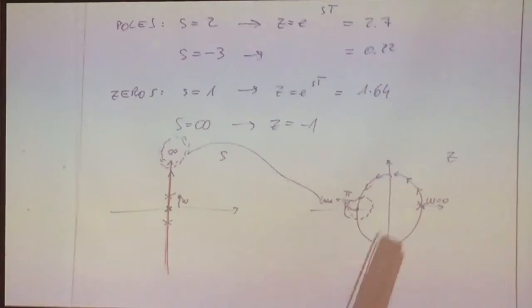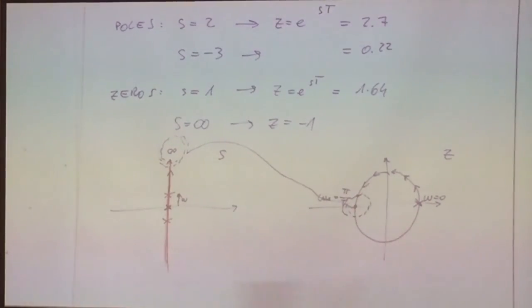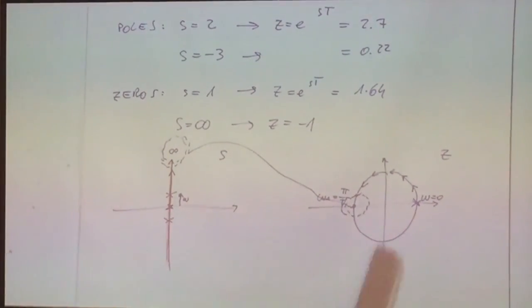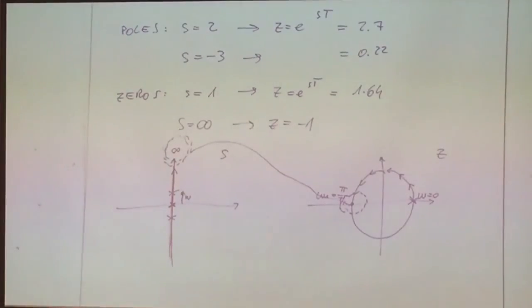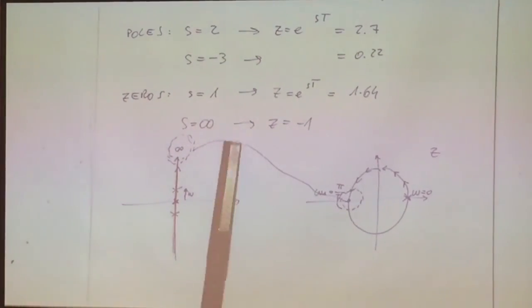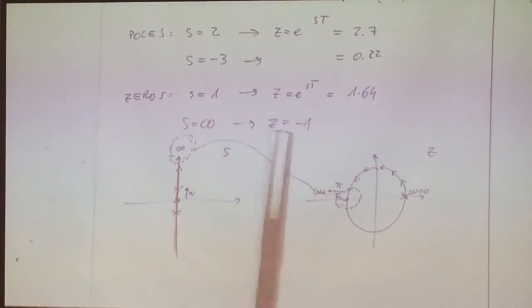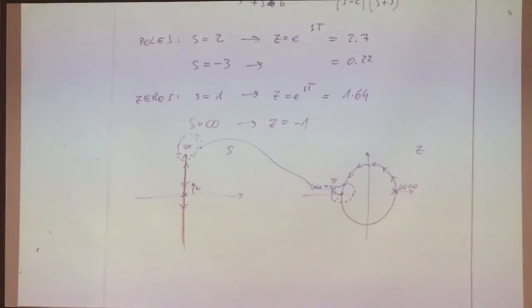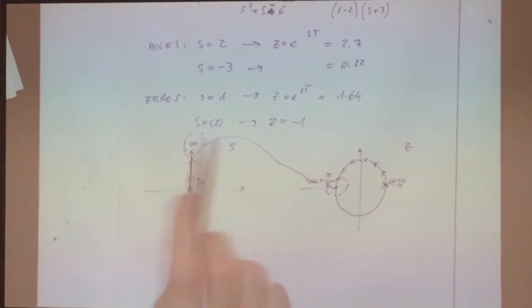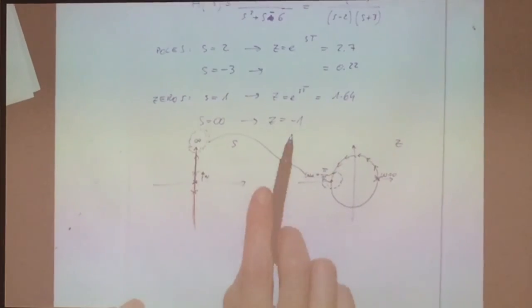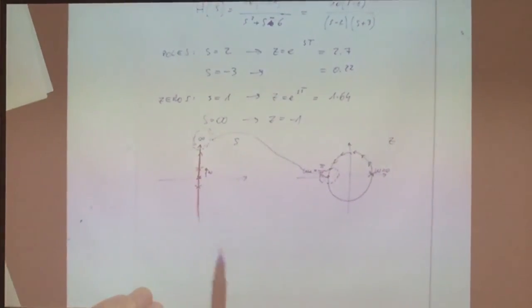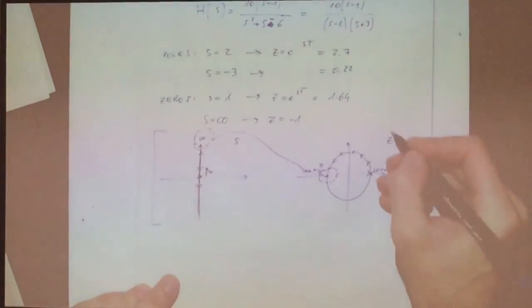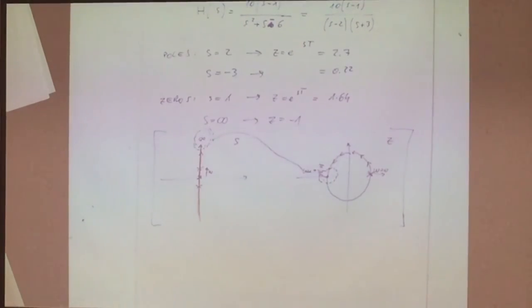So again, this stuff here is not required for the exam. I'm just trying to explain what's behind this mapping. For the exam, you just need to state this. You just need to say that there is one zero at infinity, and therefore you put the zero at -1.